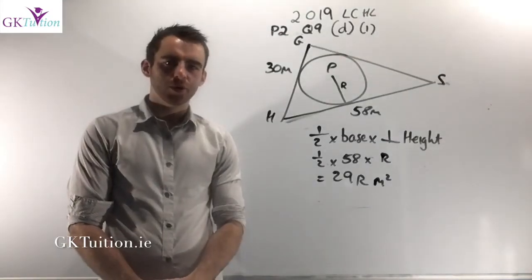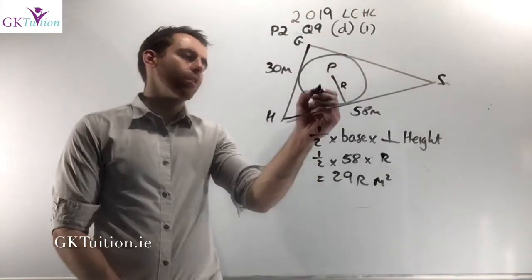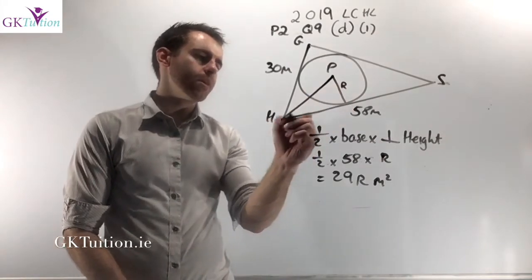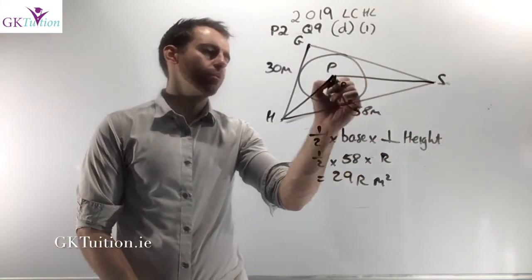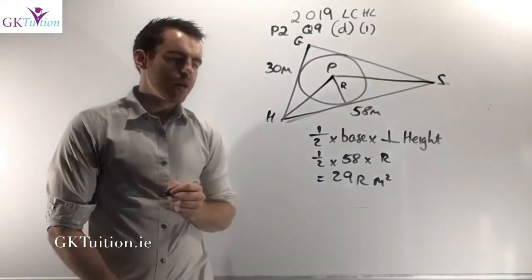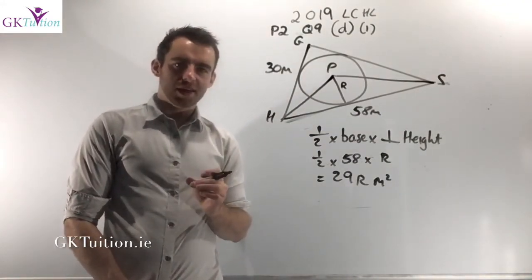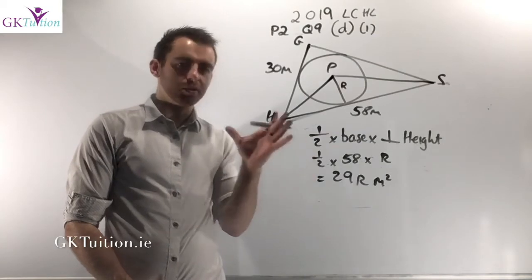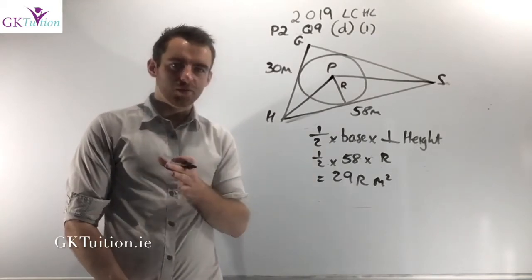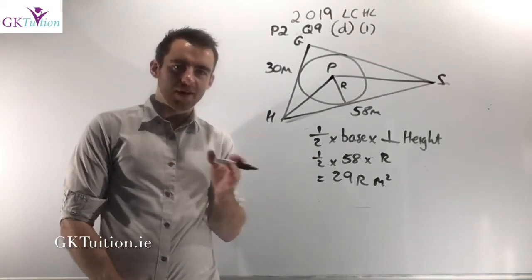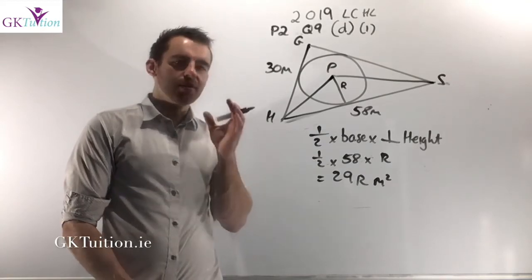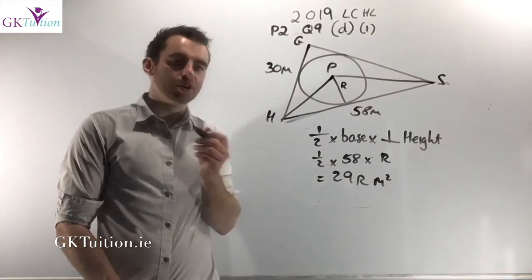In D part 1, we're asked to get the area of the triangle PHS, in other words, this triangle here. Now it's really important, I want you to compare this one to C. In C, it's a non-right angle triangle, and in C, we used a half AB sine C. In this case, I'm going to use a much easier formula.